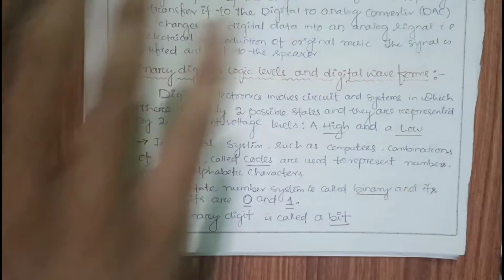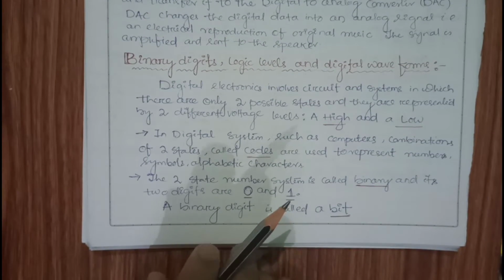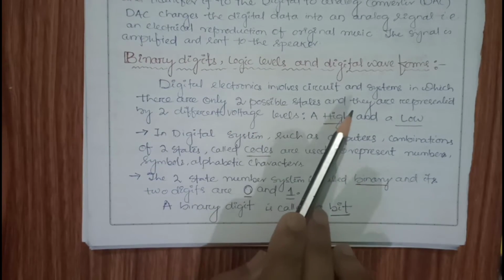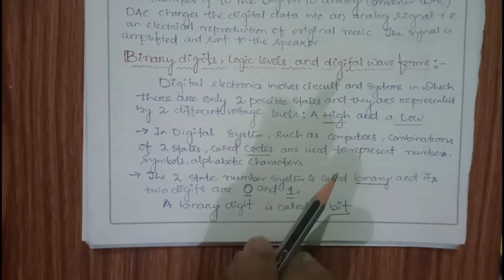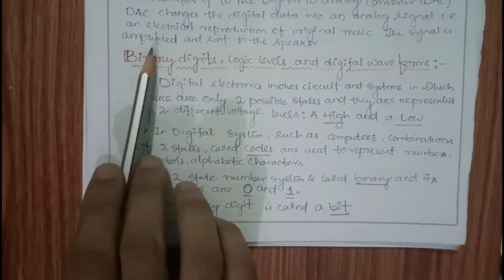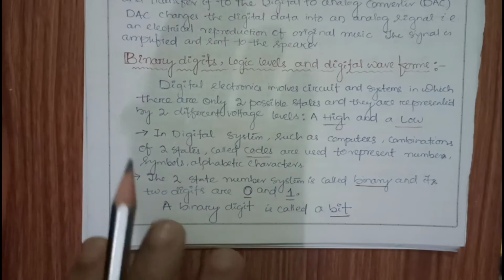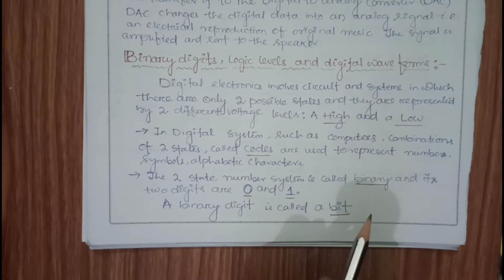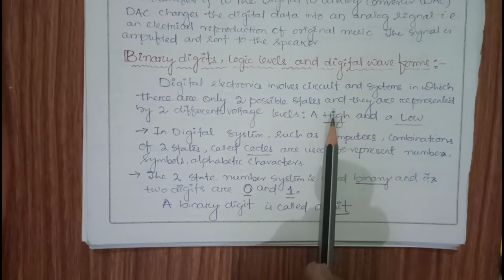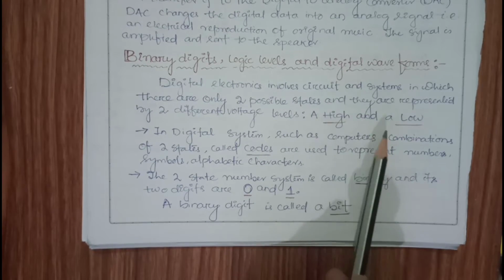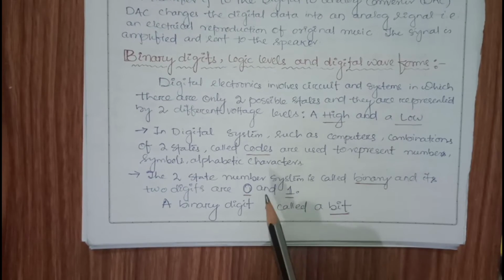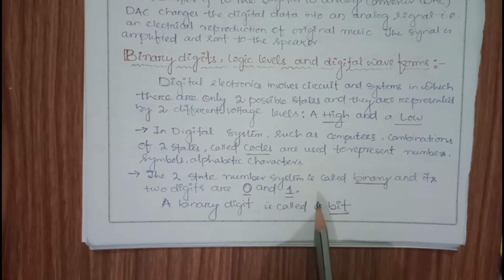Now for the digital signal, we need digital electronics circuits, systems in which there are only two possible states. We need to know how to represent our bit. Bit means binary digit, as I told you. These bits are represented as two voltage levels. In a digital signal there are two voltage levels, one high and one low. The binary system has only two digits, 1 and 0. So high will be represented as 1 and low will be represented as 0. These 0 and 1 are called bits.